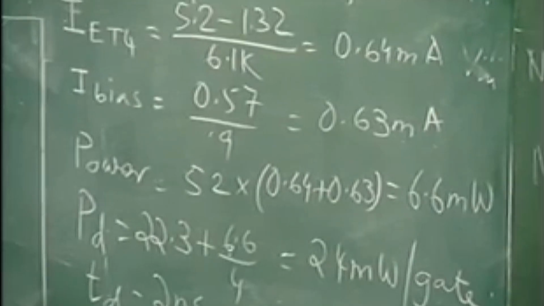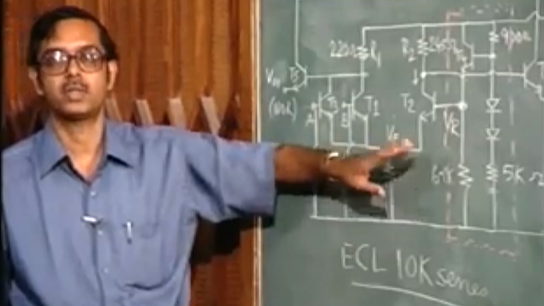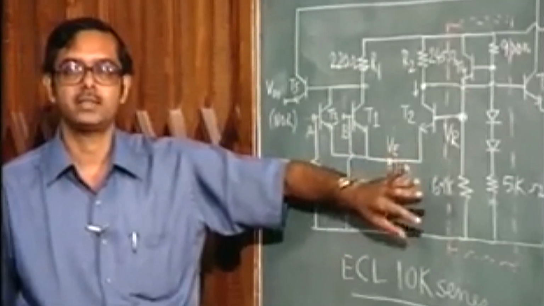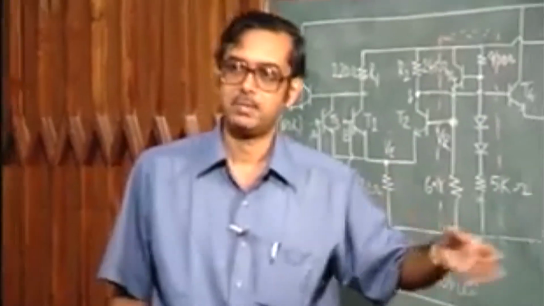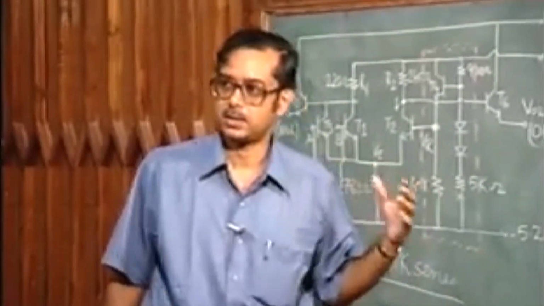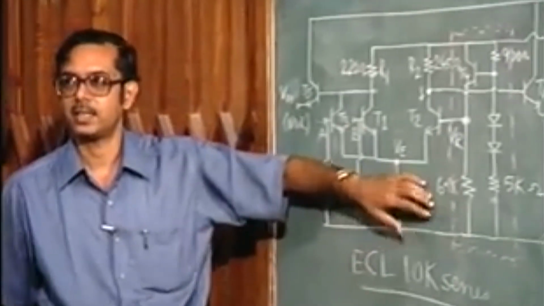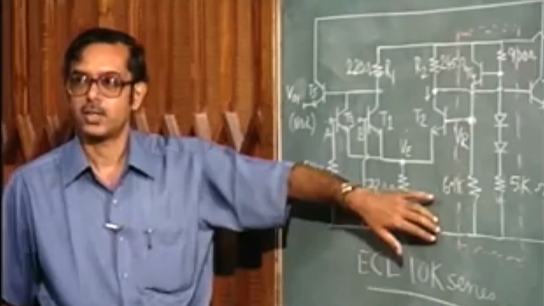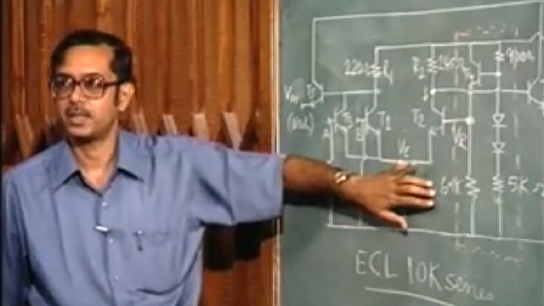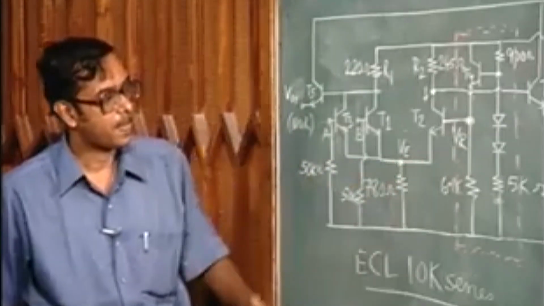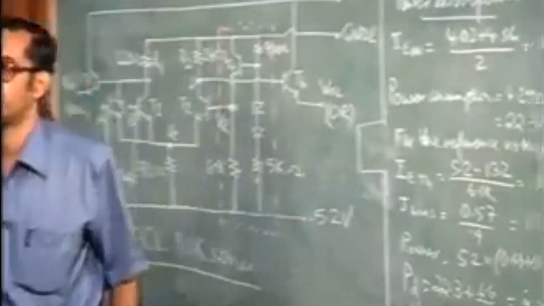Of course, one must remember that this is the first generation of ECL gates. So, you should not compare with the second generation of TTL gates. Advanced Schottky TTL is faster, but it is an unfair comparison, because this is the first generation. We will come to the next generation characteristics, which is superior to advanced Schottky TTL. So, these are the characteristics of this particular gate.